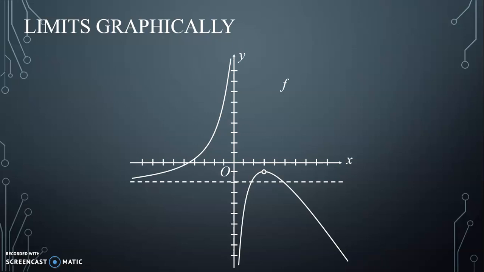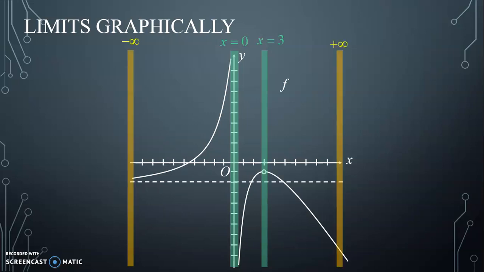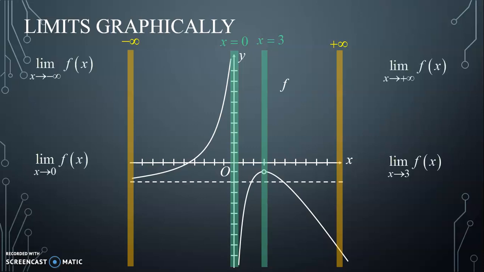Looking at this graph right here, we can see a restricted value at x equals 0, a restricted value at x equals 3, and of course we have the infinite bounds, one at negative infinity and the other one at positive infinity. So for this function right here, we have 4 limits to evaluate. One at negative infinity, one at positive infinity, one at 0, and one at 3.